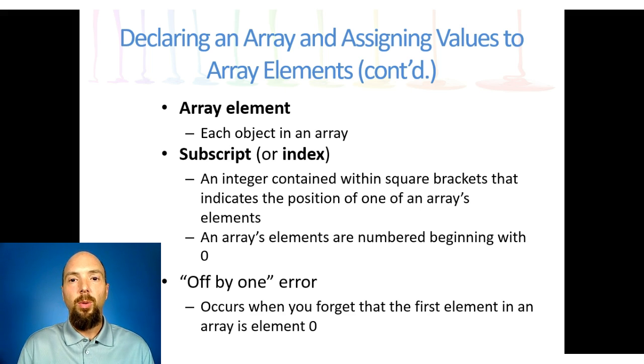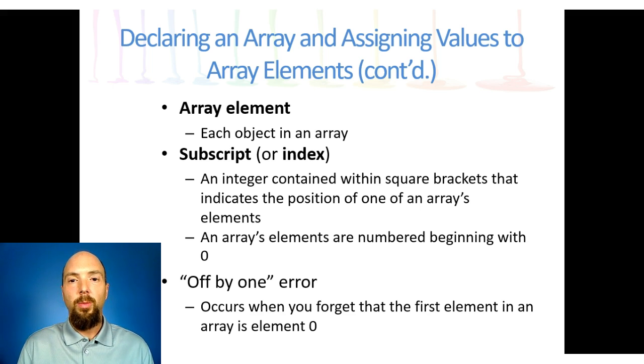So if I were to tell you that an array holds 5 elements, the first element is going to be 0. The last element is going to be the size of the array minus 1. So it would be 0, 1, 2, 3, 4. That's 5 elements, but you have to account for the fact that we start at 0. We don't start at 1.